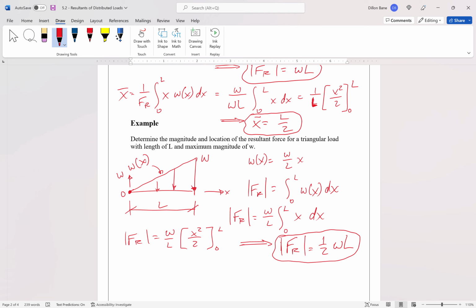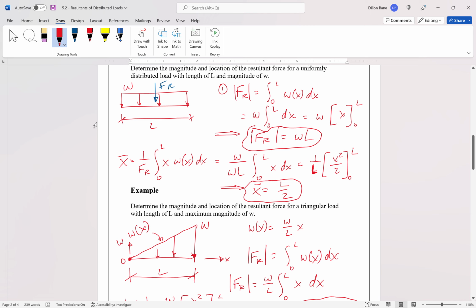Again, let's just take a step back and look at the big picture. Does that make sense? If we take a look back up here at our uniform load, the magnitude of the resultant load was just W times L. We've come to understand that the magnitude of our load is just the area of our load.